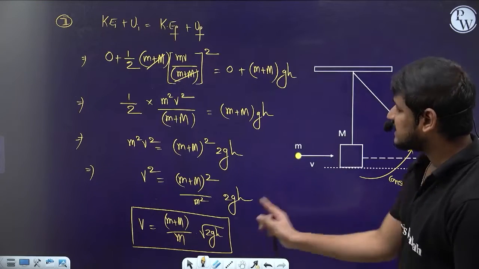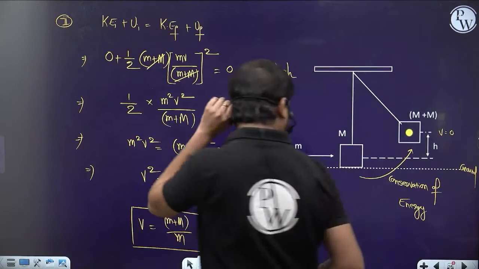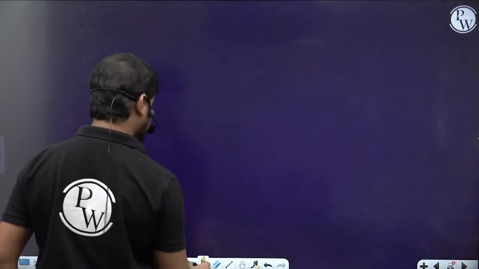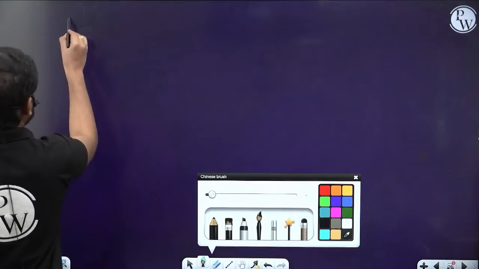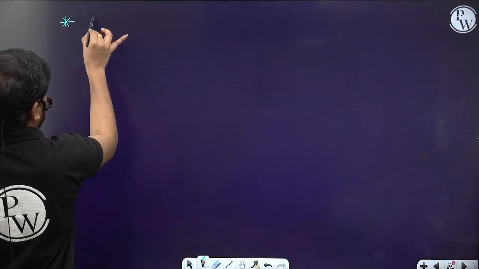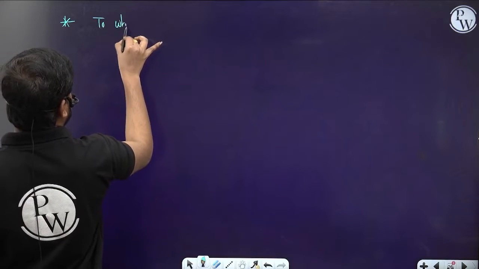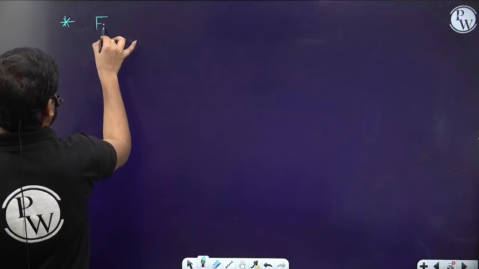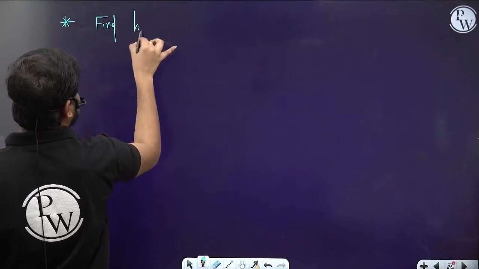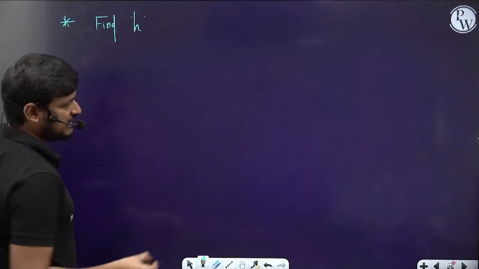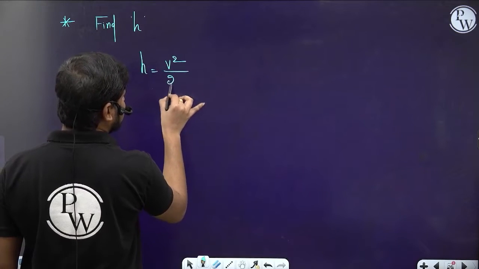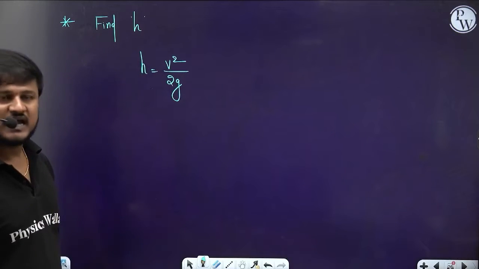See, this is a standard question. In the same question, if they ask to what height it will be raised, previous question only, find h, simply, right, find height h. We already studied this, right? The h is equal to v square by 2g. In the last class I have explained.